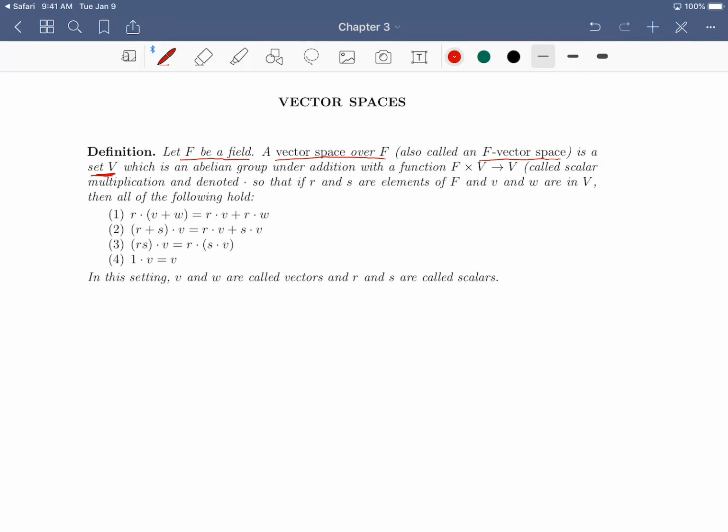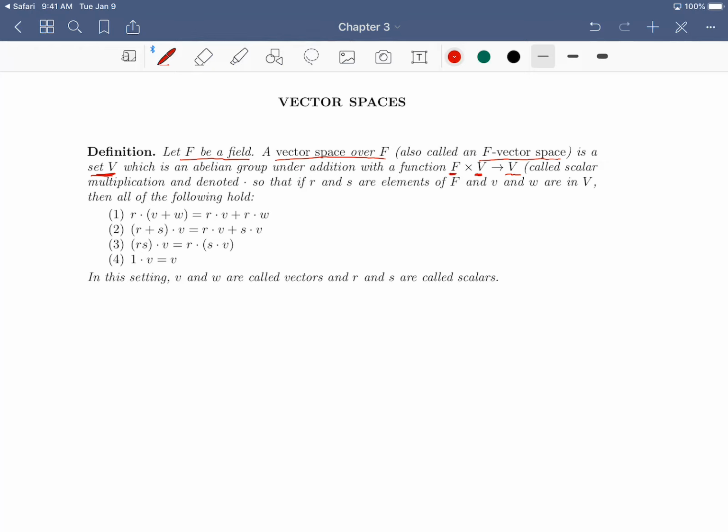V has to be an abelian group under addition. So I have to be able to add vectors. It's commutative, it's associative, there's an additive identity, all of that stuff. And then we have this function. And so this is our really abstract way of writing down what this function does. It takes an element from F, an element from V, so that means a scalar times a vector, and it produces a vector as output. So this is just scalar multiplication.